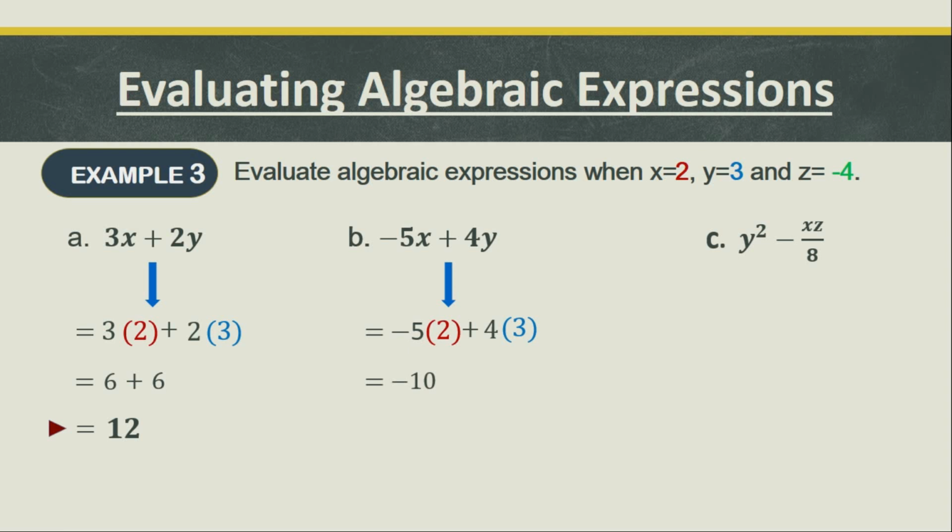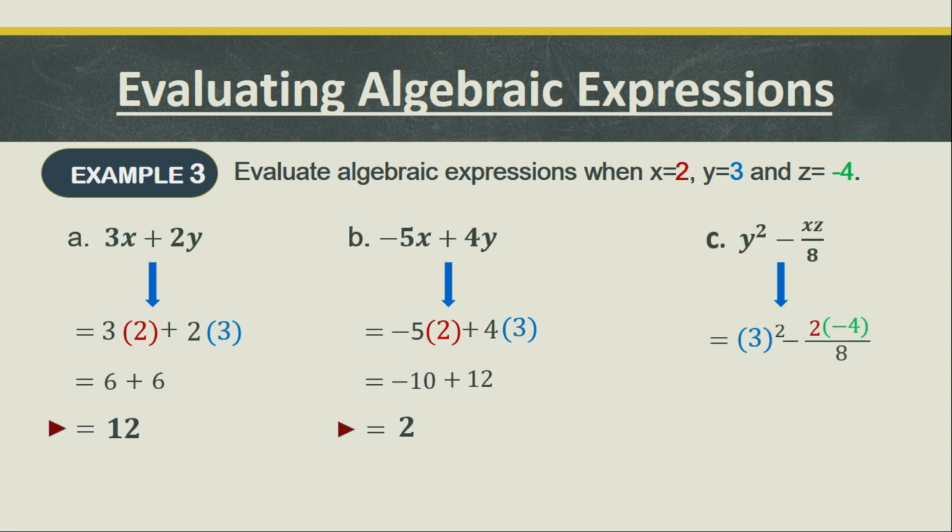Plus, also multiply positive 4 by positive 3, and the answer is 12. Now simplify negative 10 plus 12. The answer is 2. Let's proceed to the third example. y squared minus xz over 8. Substituting the value of x, y, and z, so this is equal to 3 squared minus 2 times negative 4 over 8. Again, PEMDAS rule.